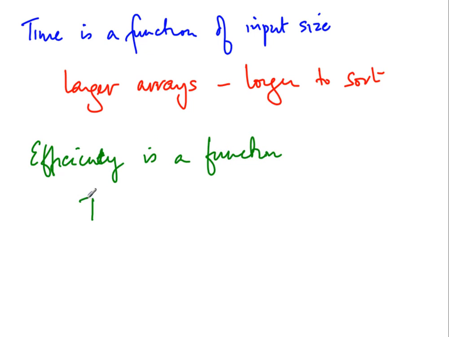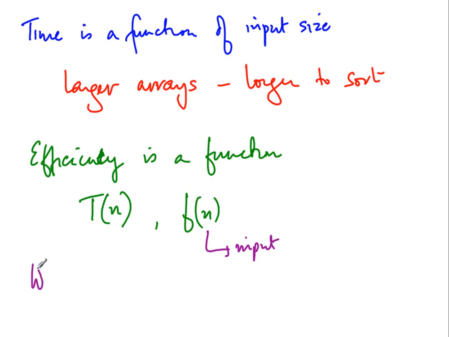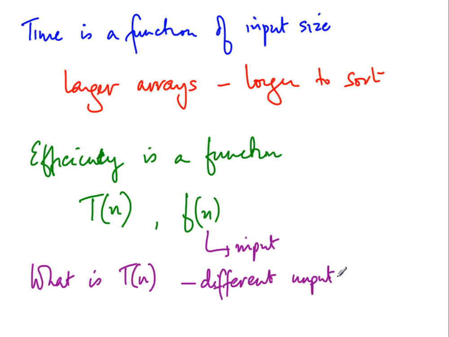We'll say something like T of n for time, or generally we can say f of n. What we mean here is that n is the input size, right? Given an input of size n, it takes f of n time or T of n time in order to compute an answer. Now of course we still need to specify what is T of n, okay? Because now we have different inputs of size n. There's not only one input of size n.